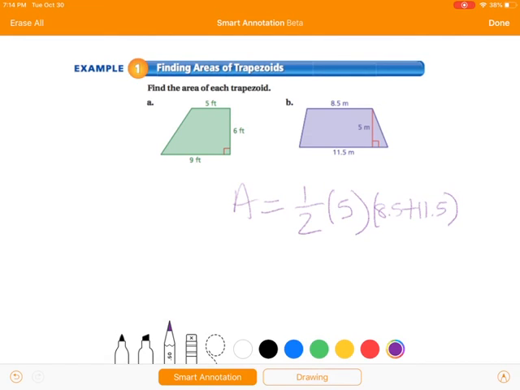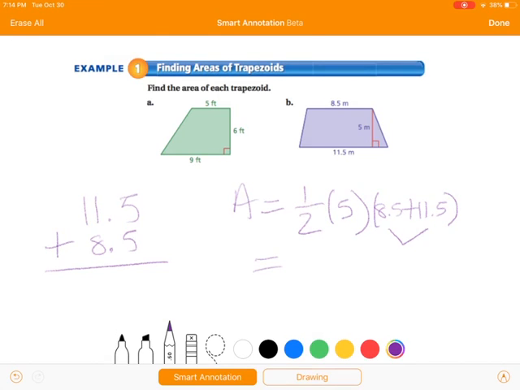So first things first, I don't want to take 1/2 of 5 because I know that that's going to be a decimal. So the first thing that I'm going to do this time around is add up my two bases. So 8.5 plus 11.5. And remember, whenever you're adding or subtracting decimals, you have to line up the decimal points. So I have 8.5 plus 11.5. Remember, when you're multiplying, you do not line up the decimals, but when you're adding and subtracting, you do.